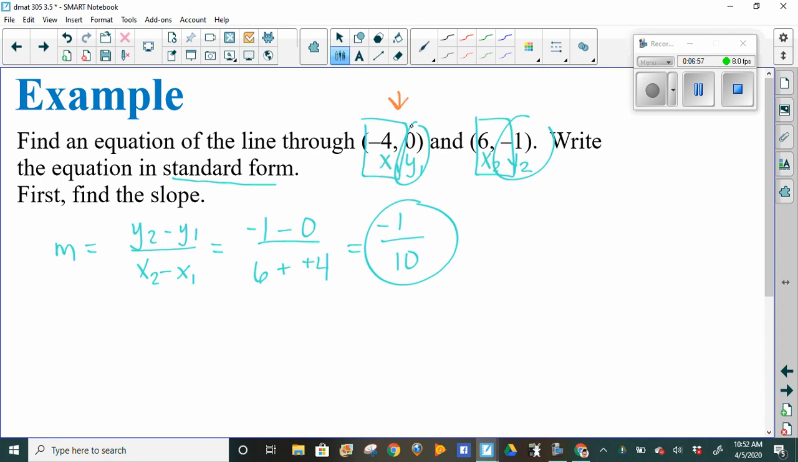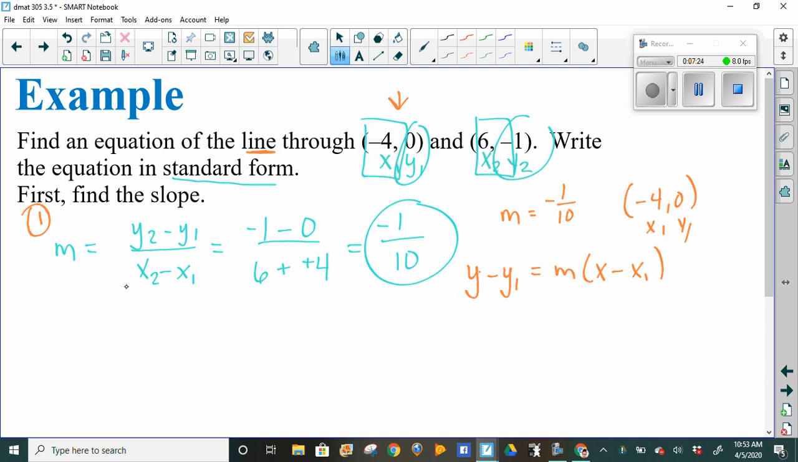Now that I have a slope, I'm going to choose this as my x1, y1, because that's what I assigned it, and here's my slope, negative 1 over 10. You can choose either point, it does not matter, because they're on the same line. So I'm going to use negative 4, 0 as my x1, y1. And now I'm going to do y minus y1 equals m times x minus x1.